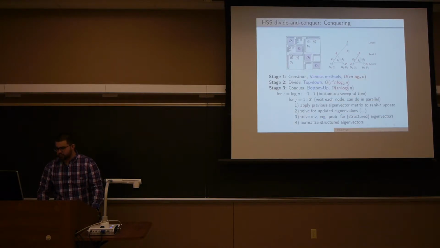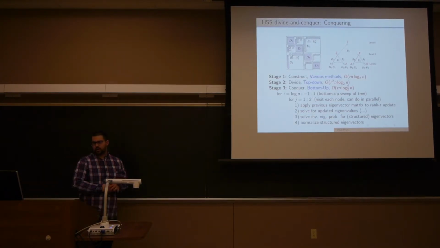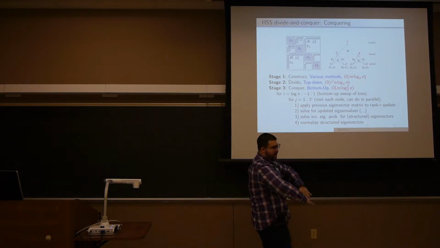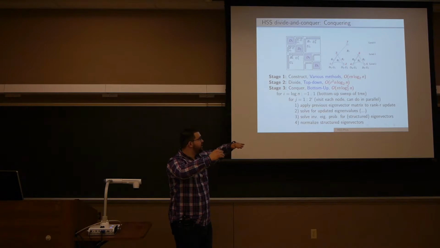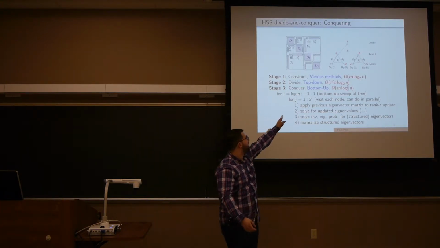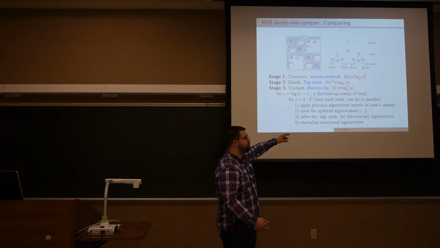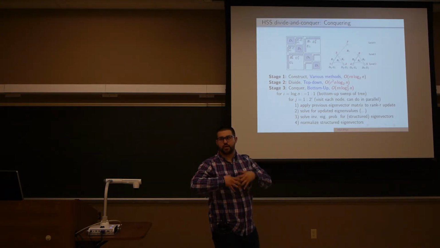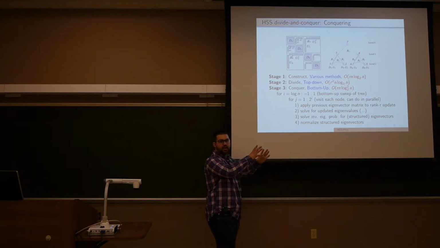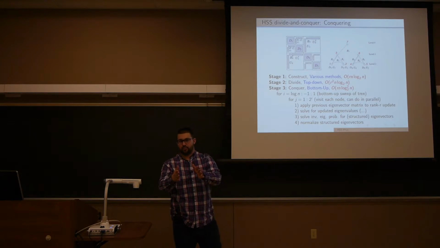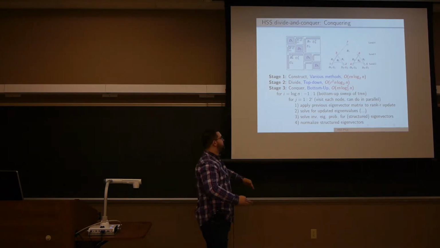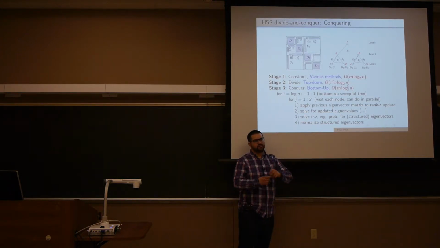Then when we conquer, when we build that back up, so construct, divide, conquer, that is a bottom-up process. At every node in the tree, we might be doing this in parallel, but think of visiting every single node in the tree, we have to do a rank R update to the eigenvalue problem. And how you do that is first you apply the eigenvectors from the previous level of the tree, so from the ones below it if we're moving up the tree.